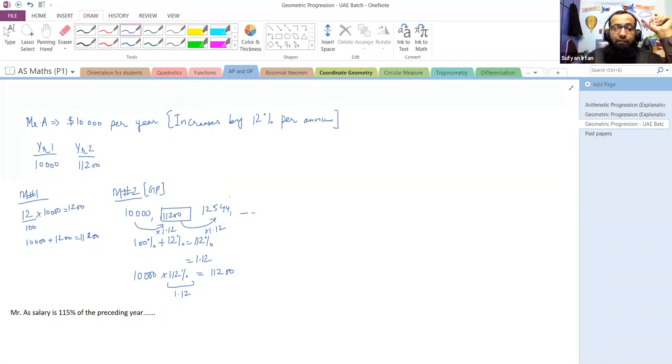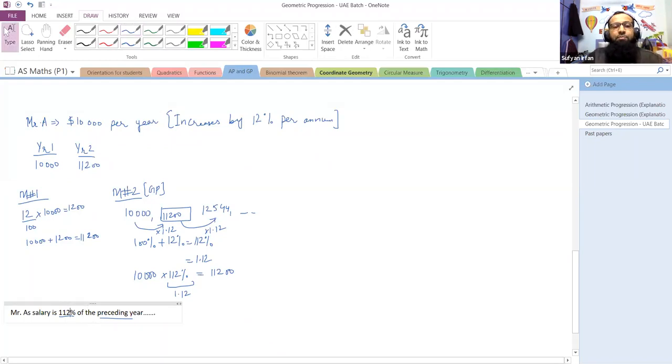And one scenario is this. And if another scenario says Mr. A's salary is 115% of the preceding year, or let's change it to 112% in this case. Mr. A's salary is 112% of the preceding year. If the preceding year salary is multiplied by 112%, we'll directly be getting the new salary. This means this 112% is already the percentage that is given to us. This means the examiner has already added 100% and already added 12% to the original 100% to give us 112%. So this means we need not add 100% to it. This entire value that is given by the examiner itself is the common ratio, and this is 1.12.